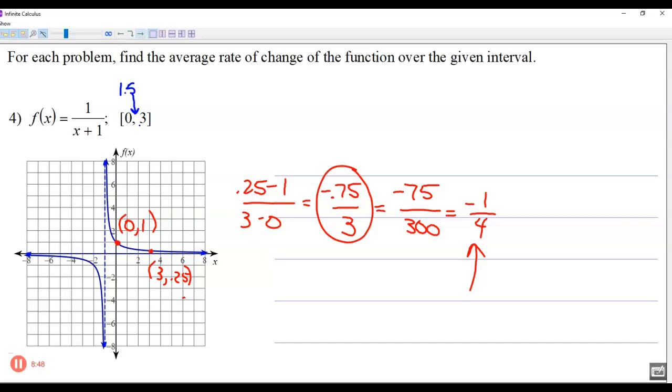Does that make sense, what I'm trying to talk about here? Questions? Go through another one?